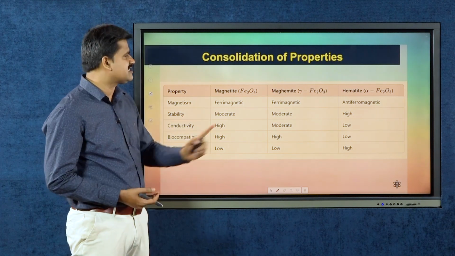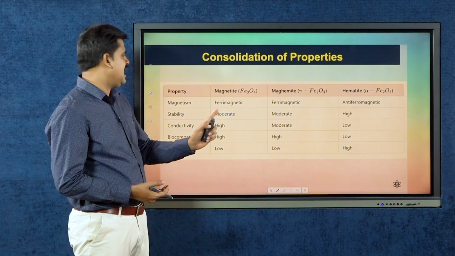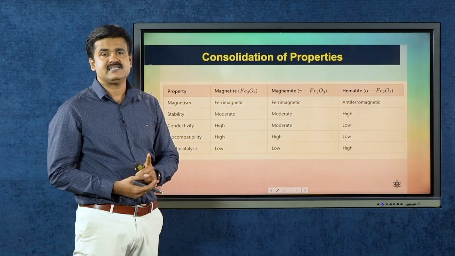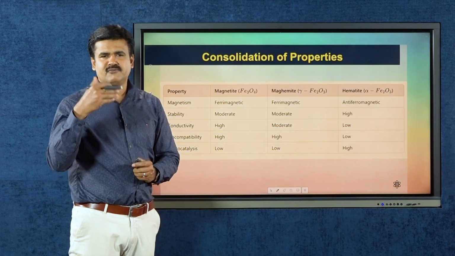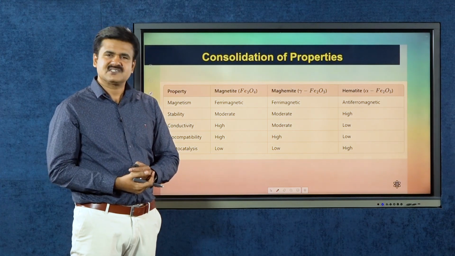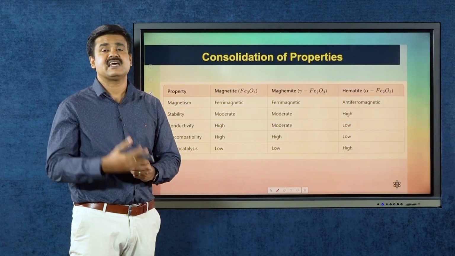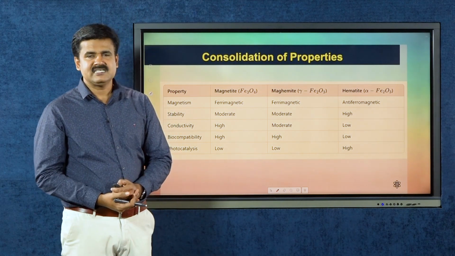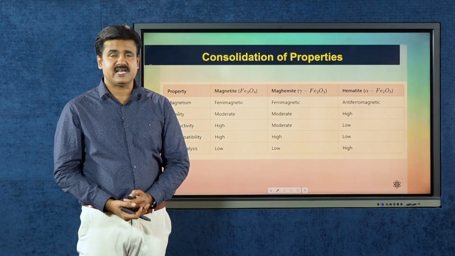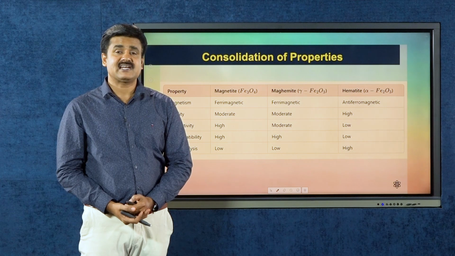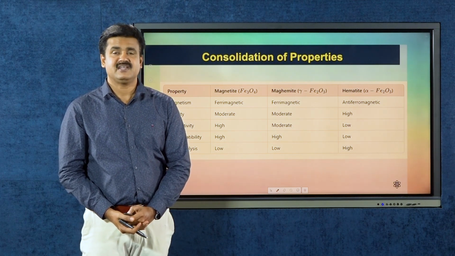They are highly stable and conductivity is very low when compared with the other two, and they have low biocompatibility, and at the same time they depict high photocatalytic activity. So, there are several types of iron oxide nanoparticles with different characteristic features. Thus, by this discussion, we have studied general characteristic features of metal oxide nanoparticles along with the two representative examples. They are zinc oxide and iron oxide nanoparticles.